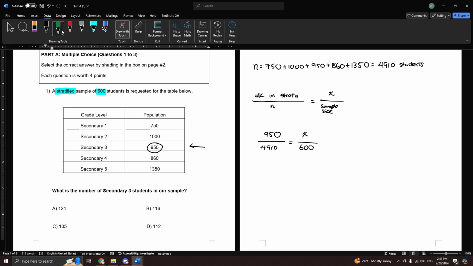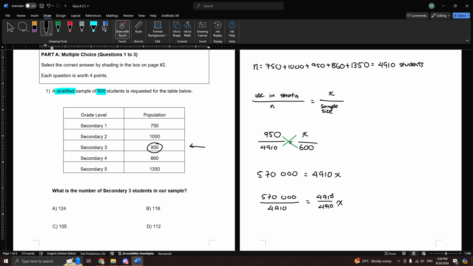Now, we have two fractions and an equation between the two of them. What can we do? Cross multiply. So 950 times 600 is going to give me 570,000. On the right hand side, we have 4,910x. And so now we're just going to take 570,000, divide that by 4,910, because we want to isolate that x. So we're going to divide both sides by 4,910.